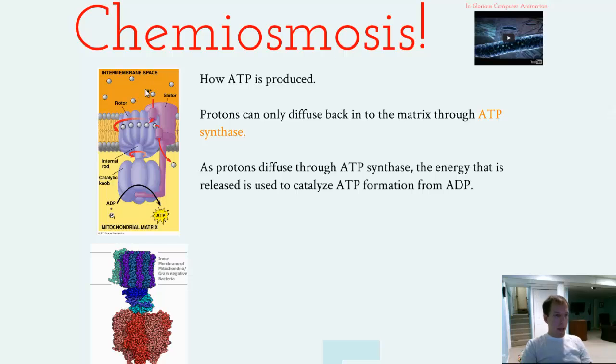The protons diffuse back in, and when those protons diffuse in, this particular protein spins and causes an enzyme at the other end. That enzyme is going to help to combine the phosphates back with the ADP, and the bond is going to be reformed, creating ATP. So it's really the movement of hydrogen ions that transfers energy over to be able to form that ATP.